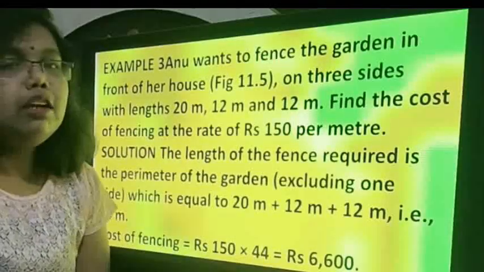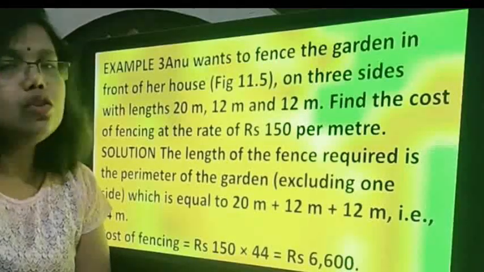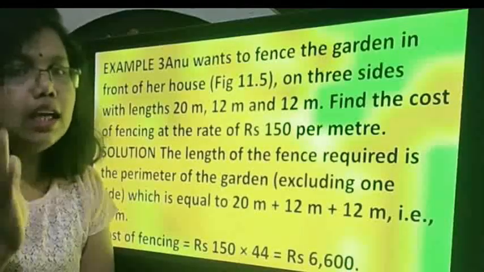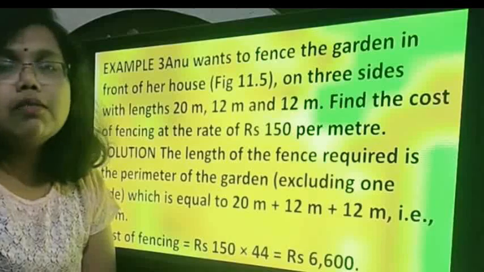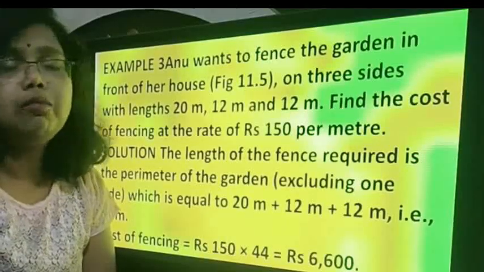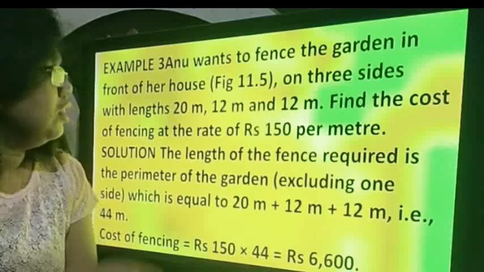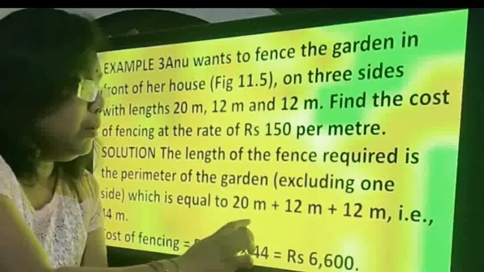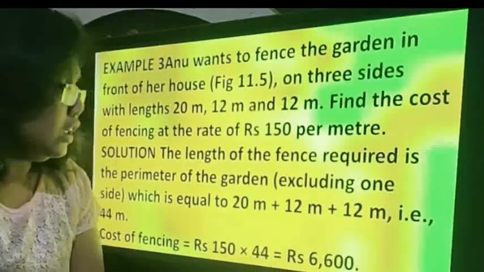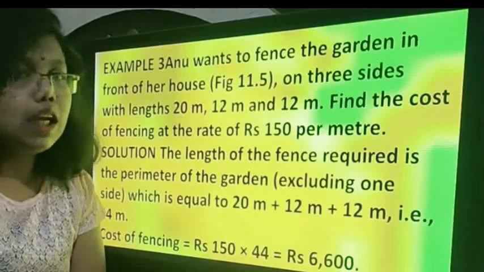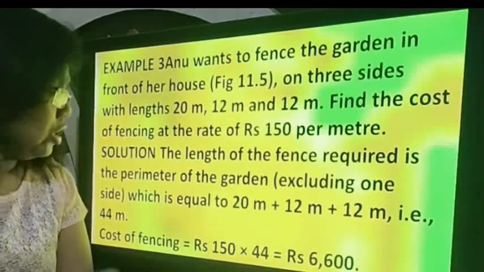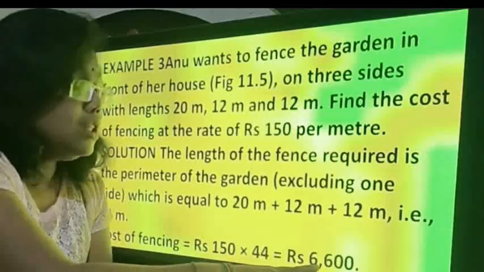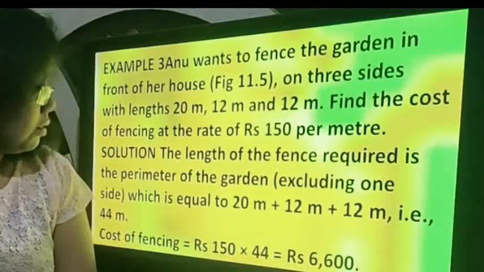Now here we have been given that a certain person called Anu has to fence. Whenever we talk about fencing, we are just talking about the outline of it. Outline as in perimeter. So whenever a question comes as fencing, it has to be dealt with the formula for perimeter. So here the length of the fence required is the perimeter of the garden excluding one side, which is equal to 20 meter plus 12 meter plus 12 meter, that is 44 meter. One of the sides has to be left out. So the cost of fencing would be 150 multiplied by 44. So it is going to be 6600.